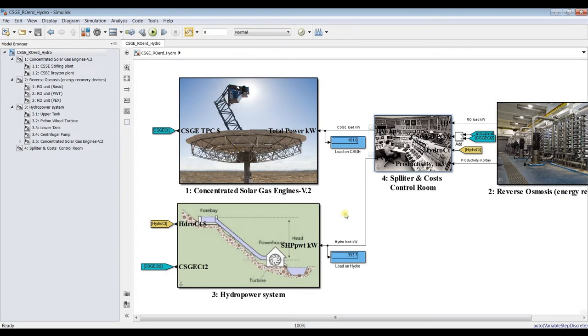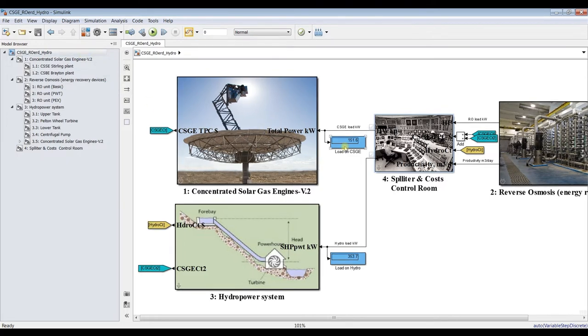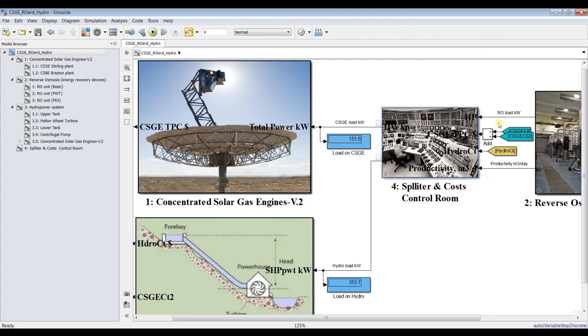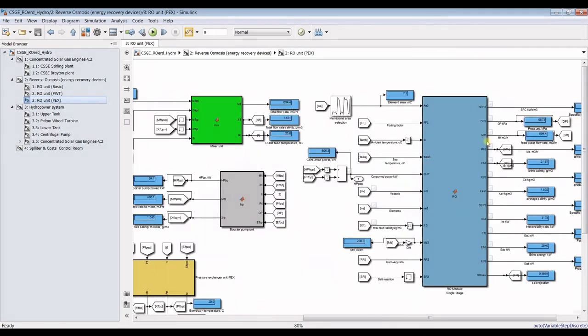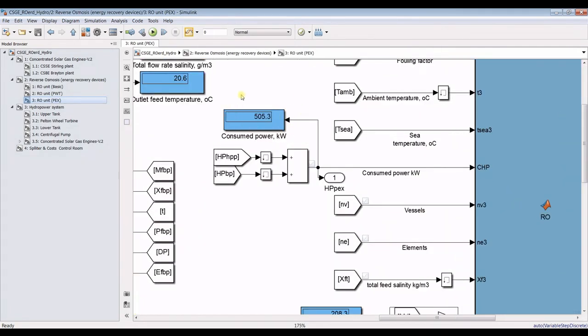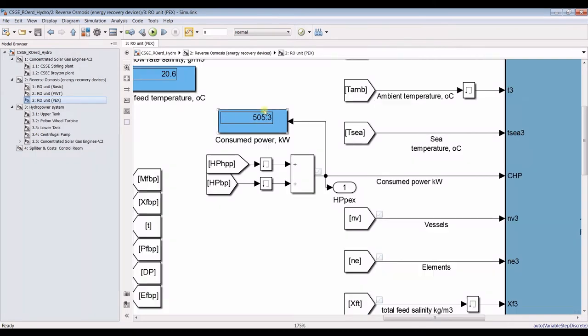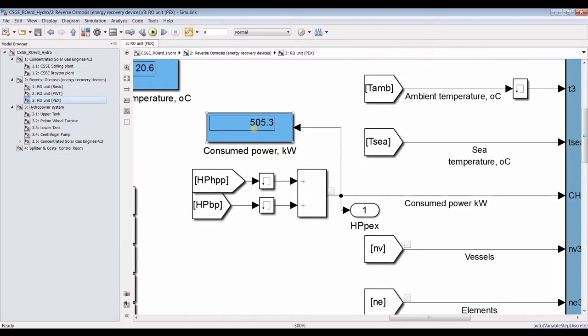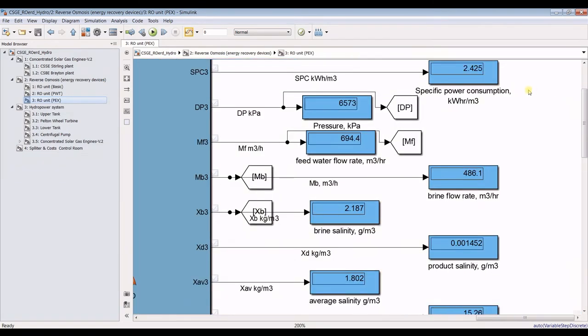Okay, our results, as you can see here. For the load from reverse osmosis based on our productivity, let's go inside reverse osmosis and see. This is the power consumption for reverse osmosis operated with a pressure exchanger. We have to generate around 500 kilowatts of power for a specific power consumption of 2.4, and the pressure difference over the high pressure pump is nearly 65 bars, quite normal.